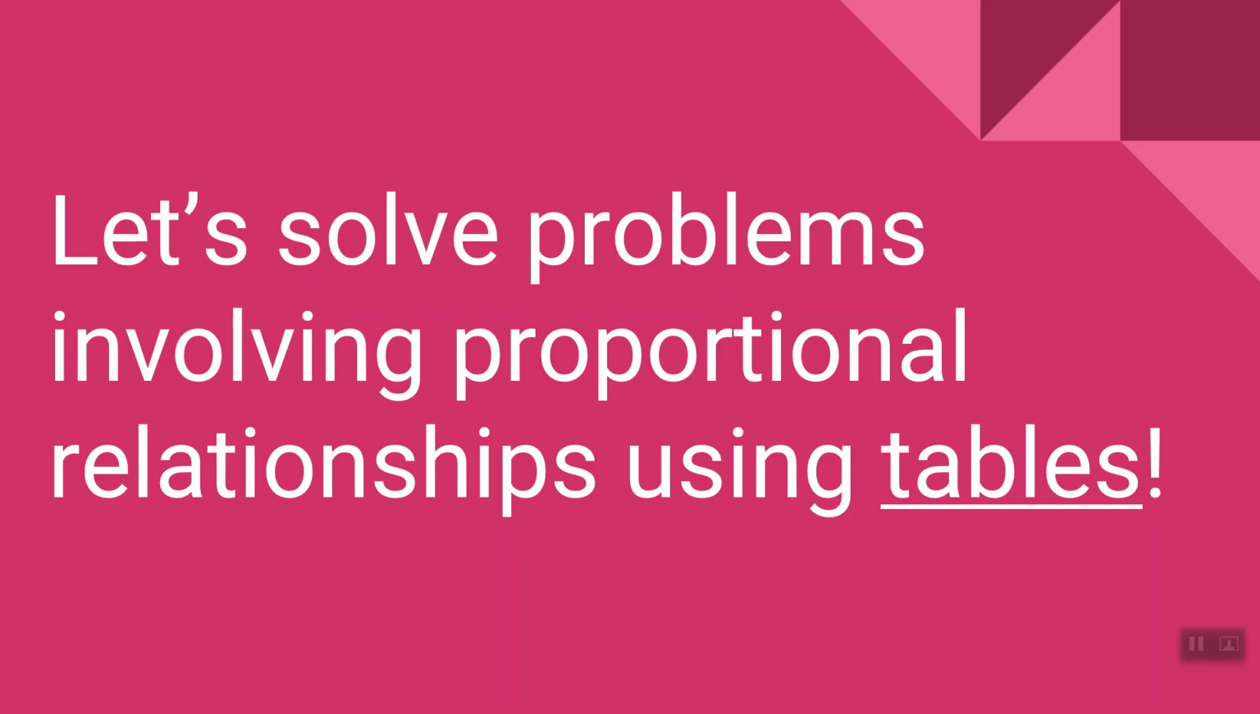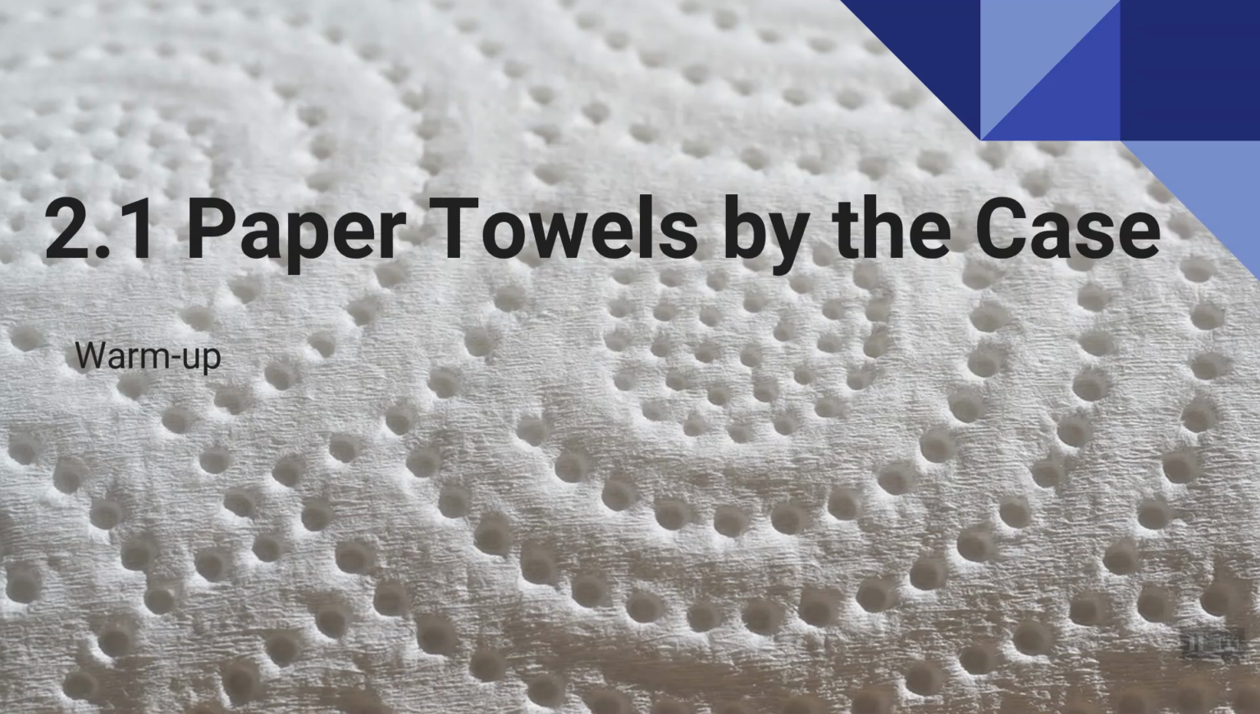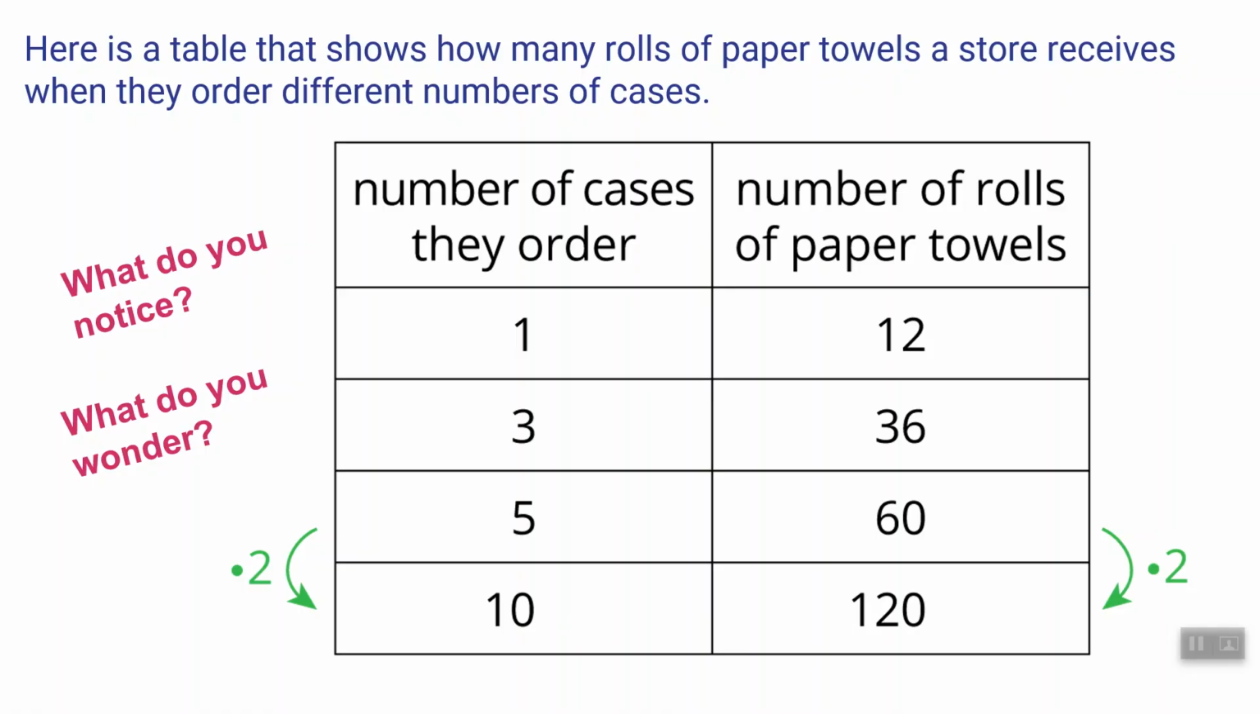So let's solve problems that involve proportional relationships using tables. Your warm-up today is called Paper Towels by the Case. So here's a table that shows how many rolls of paper towels a store receives when they order different numbers of cases. So in this notice and wonder, please pause the video and come up with one thing you notice and one thing you wonder about the table.